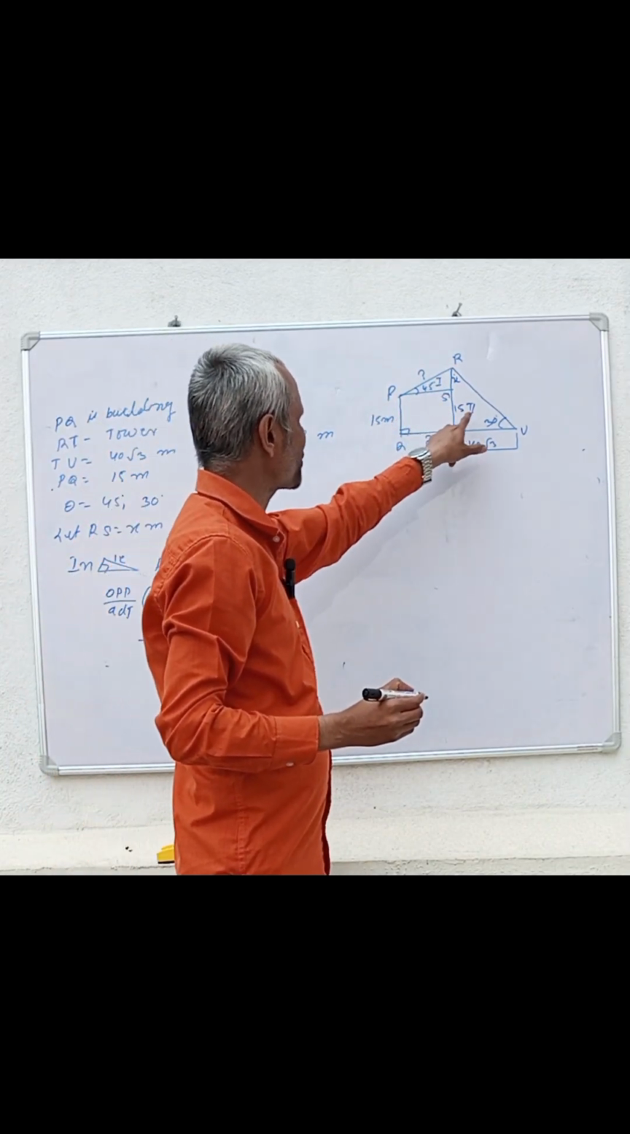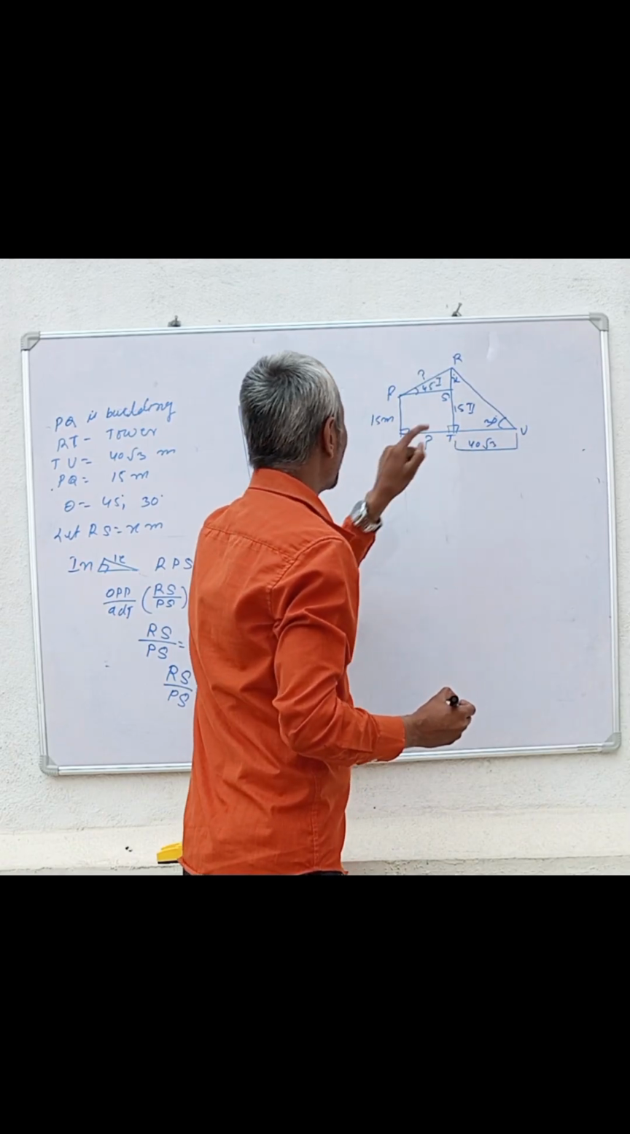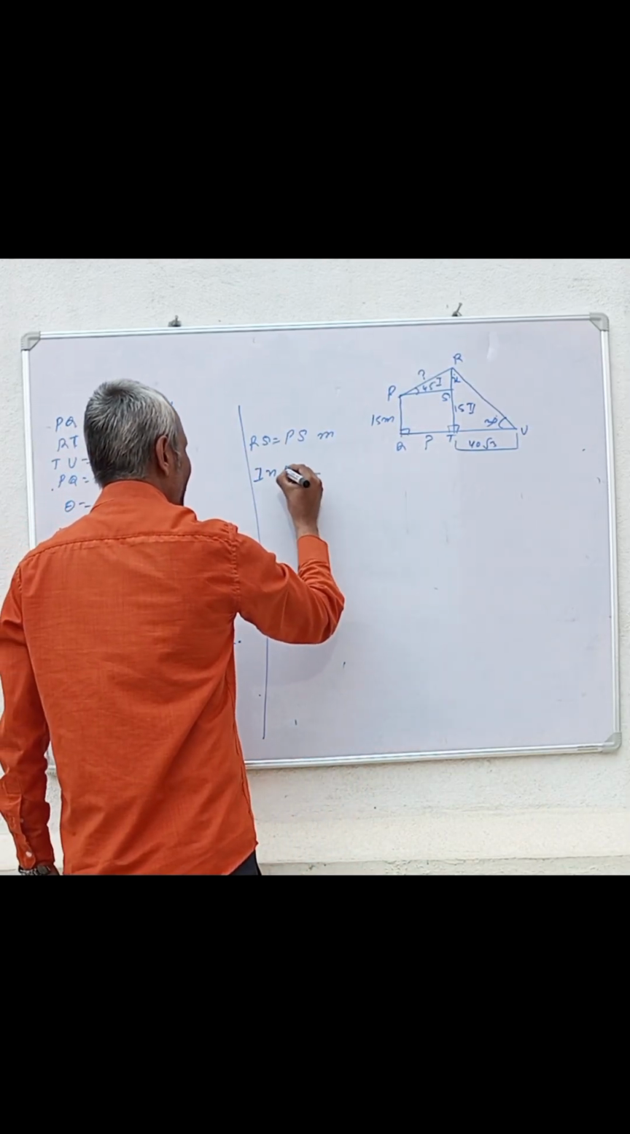Now we are taking this triangle. Triangle number 2. What is the name? RUT. In right angle triangle.